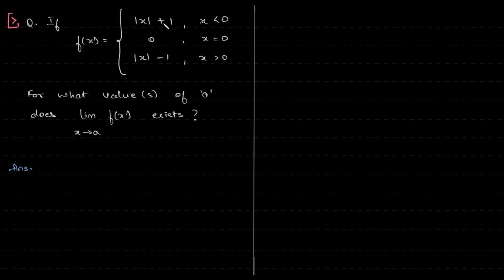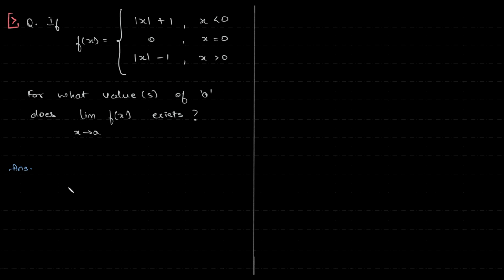If f of x is equal to modulus of x plus 1 for x less than 0, when x is equal to 0, it's equal to 0, and for x greater than 0, it is going to behave in the form of modulus of x minus 1. For what value or values of a does the limit exist?